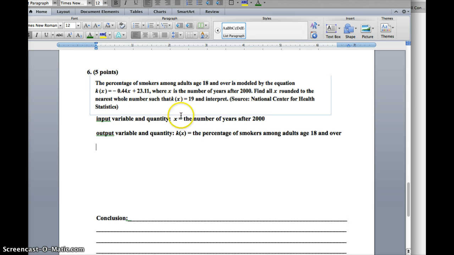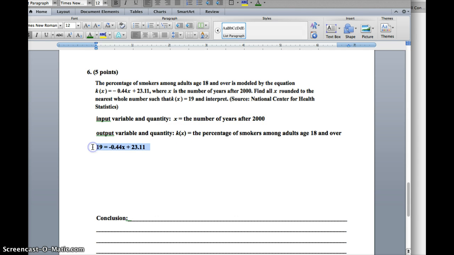Now, a lot of students made a mistake in thinking that x was 19, but that's not what this says. This says k of x is 19. That means the output is 19. So when I substitute in, I want to substitute in for k of x, not for x, because I was given the output, and we're going to find out information about the input. So if k of x is equal to the percentage of smokers among adults age 18 and over, we know the percentage is 19%. We're just trying to figure out what year did this happen.